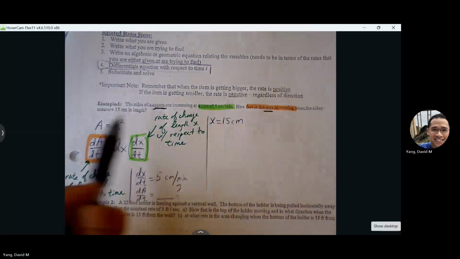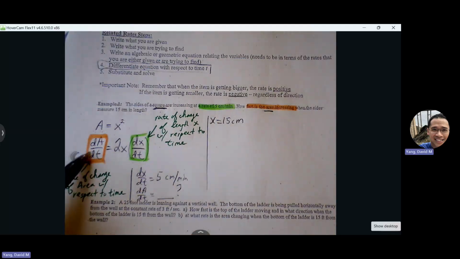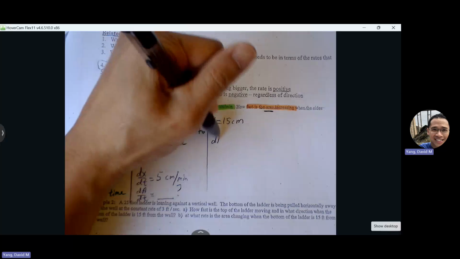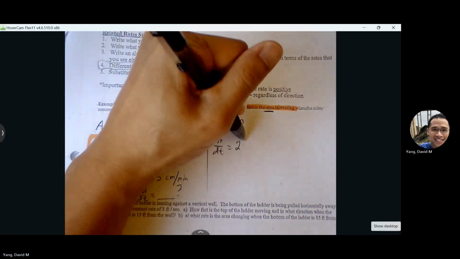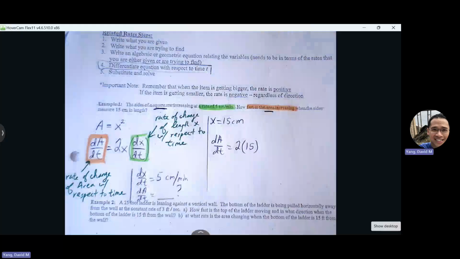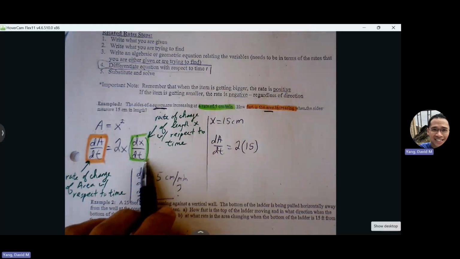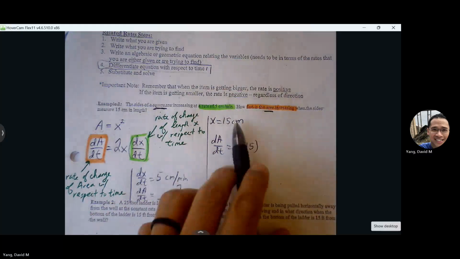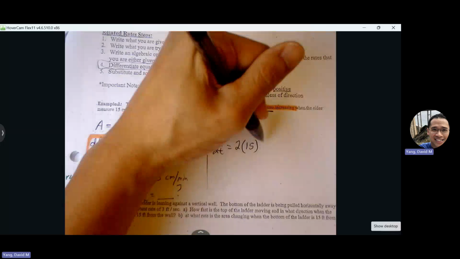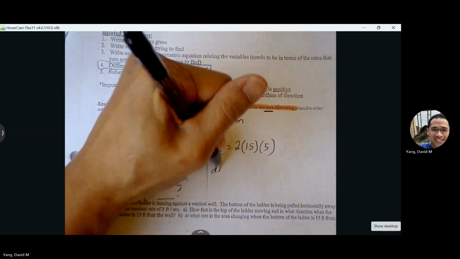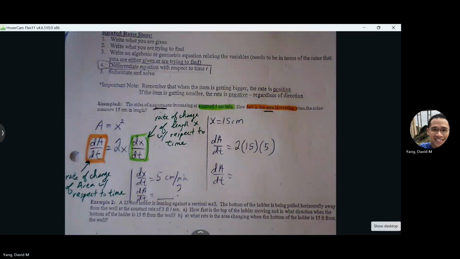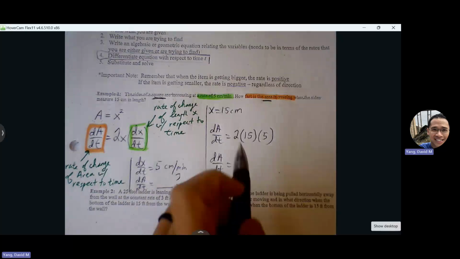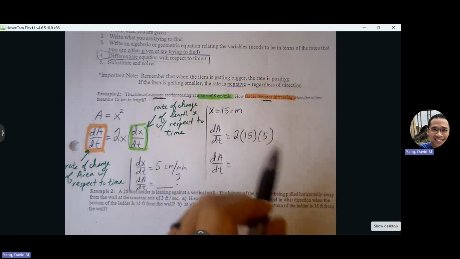Okay. And now we just put everything into its place. dA dt is the unknown, so we'll leave that as a variable. 2x, we know x is 15. And then replace dx dt with 5 centimeters per minute. So now this tells us that at this moment in time, the area is increasing by this amount. So 30 times 5 is 150.